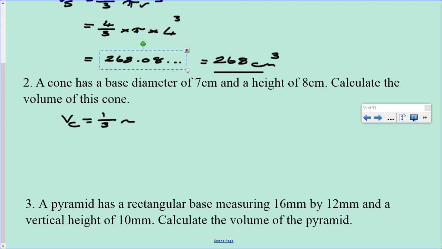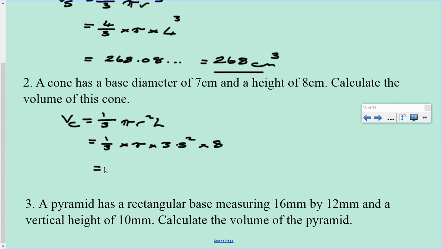So we've got V_C equals 1 over 3 pi r squared h. Now actually, like the sphere, I never said this when we were going through that. You're given it on the formula sheet. You don't need to remember it, but you do need to know what everything stands for. So again, diameter of 7 centimeters, so our radius will be 3.5 squared. And then times our height, which is 8.